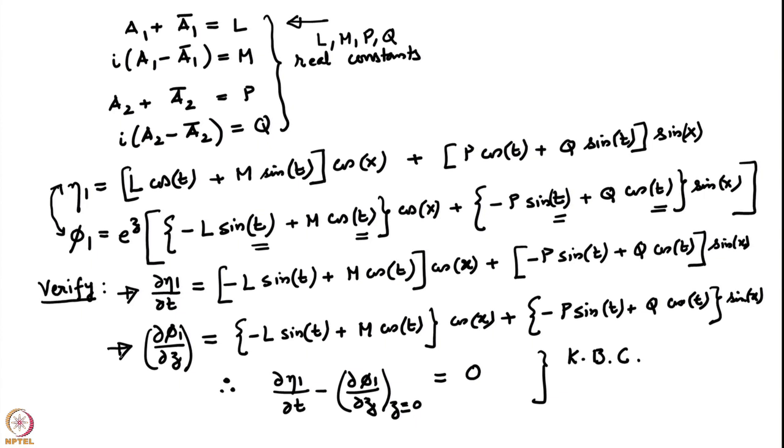And so, we have verified that del eta 1 by del t minus del phi 1 by del z is equal to 0, where this derivative was calculated at z is equal to 0. This takes care of the linearized kinematic boundary condition. Let us validate the pressure condition, or the Bernoulli equation applied at the interface.